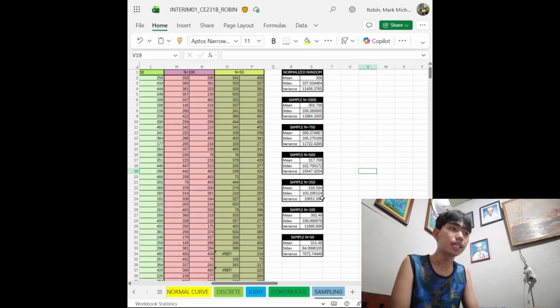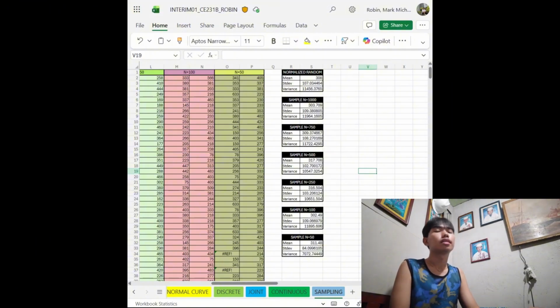So in summary, this interim took 2,000 raw data points through a rigorous statistical process. We verified the data, proved its normality, modeled it across 7 different distributions, and analyzed the impact of sampling. The result shows a highly stable, normally distributed data set suitable for predictive modeling.